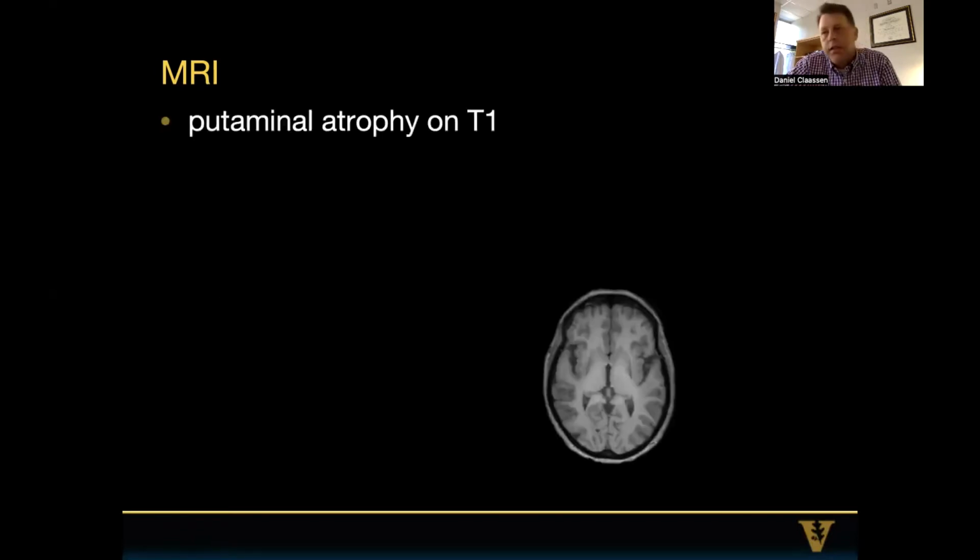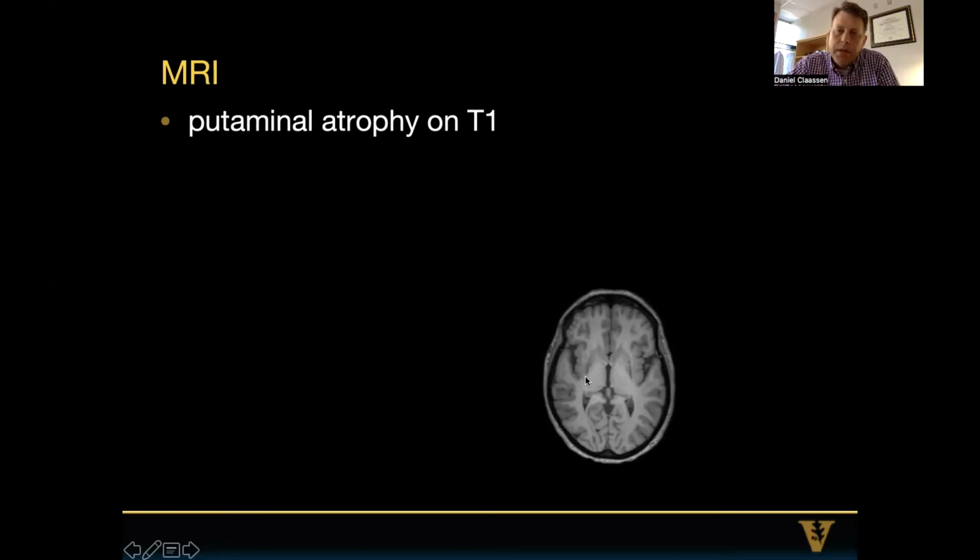The other thing you can see is what's called putamenal atrophy. And this is a concept, so you're going to get a little neuroanatomy class as we look at this, but this is another type of imaging finding that happens in MSA patients. The way the deep parts of the brain are structured, there's what's called the striatum, which is made up of the putamen and the caudate. And then there's another part called the globus pallidus, which is kind of in the middle.